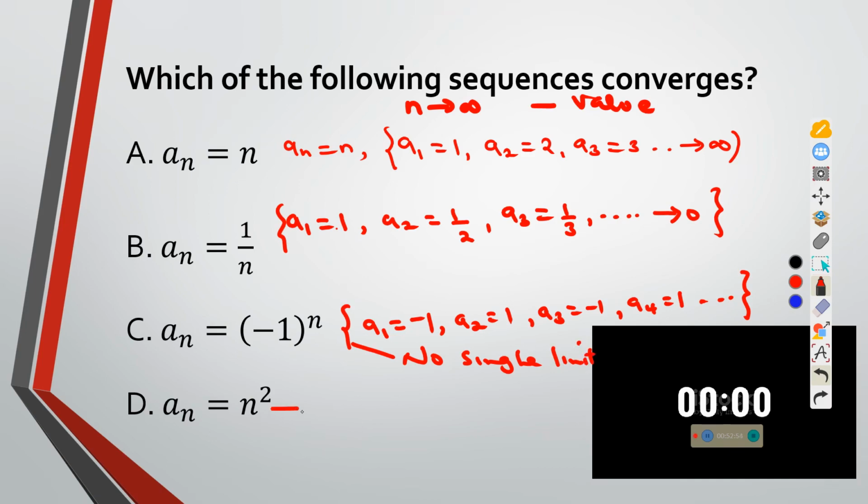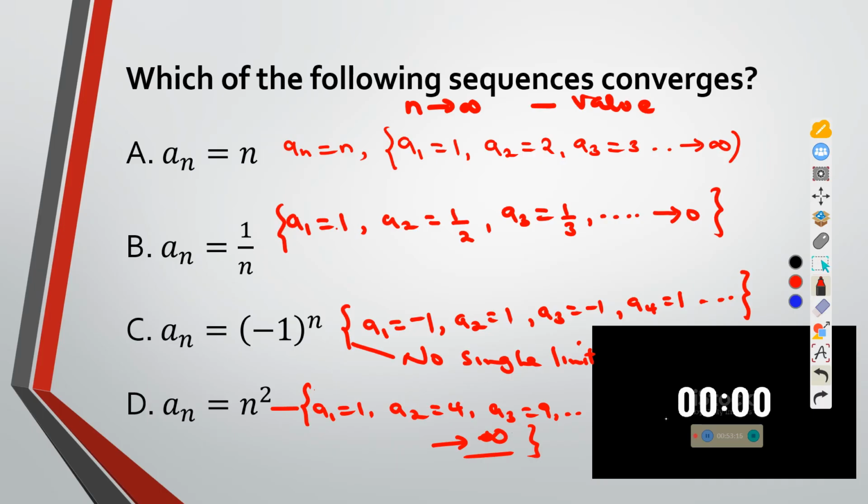When you look at this, the terms grow faster than linear, because when you look at a1, it will be 1. a2 will be 2 squared, which is 4. a3 will be 9. So actually these keep on growing to positive infinity.